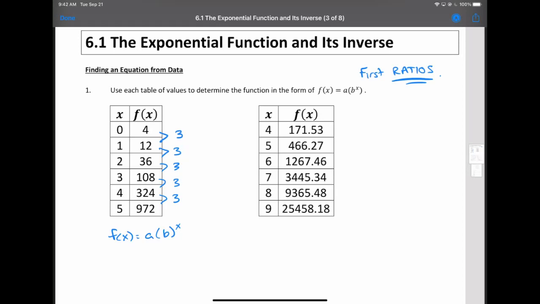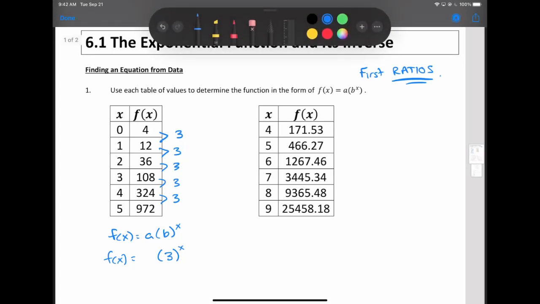So anyway, we're going to start off with a times b to the x. And we already know a little bit about that. We know that the b is going to be 3. That's the thing we're multiplying each time x gets one larger. Now for a, I want to point out that b to the exponent 0 is 1. So if I take a look at what my value is for f at x equals 0, that's actually going to be my a value. Because this would be f at x equals 4 times 3 to the 0, or f at x equals 4 times 1 when x is 0. And that's it.